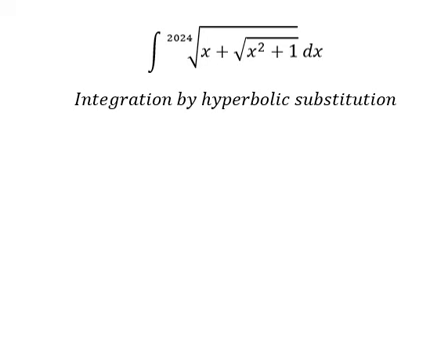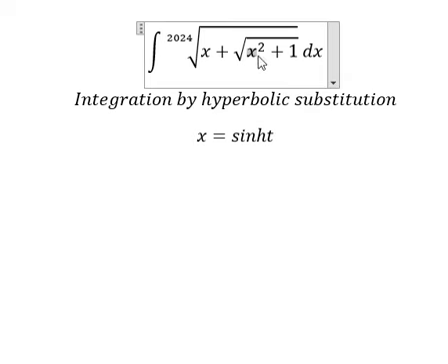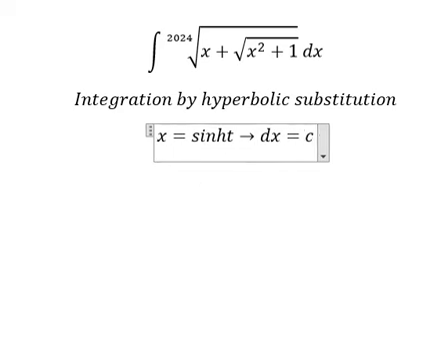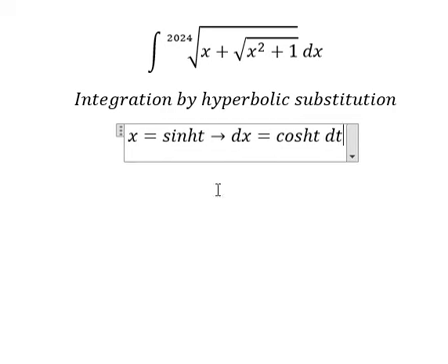So I will put s equals sinh t, because if I put this one in here, we have 1 plus sinh t squared, which is cosh t squared, and later we simplify the square root. Next, we can do factorization. We can take the first derivative of both sides, and we have ds equals cosh t dt.